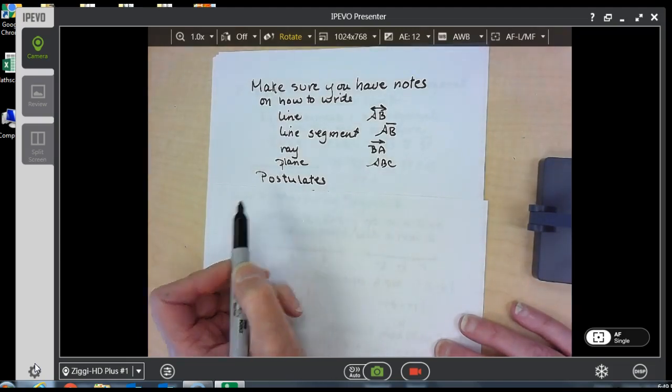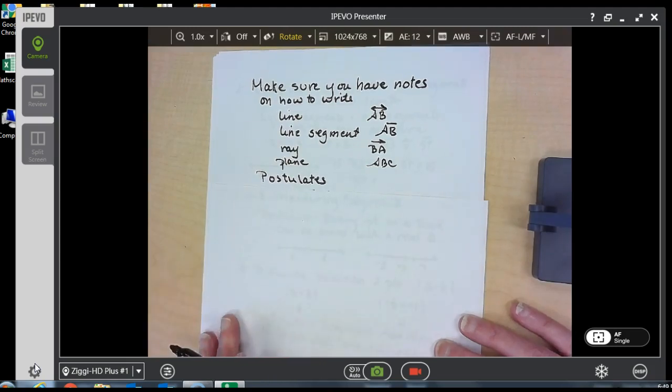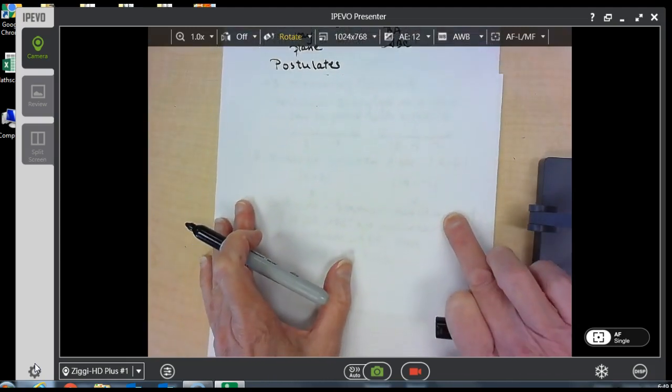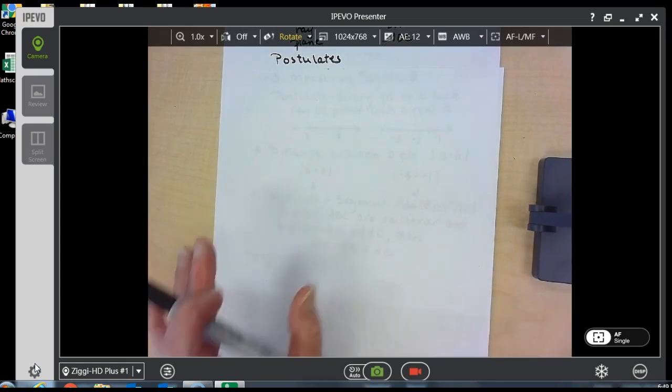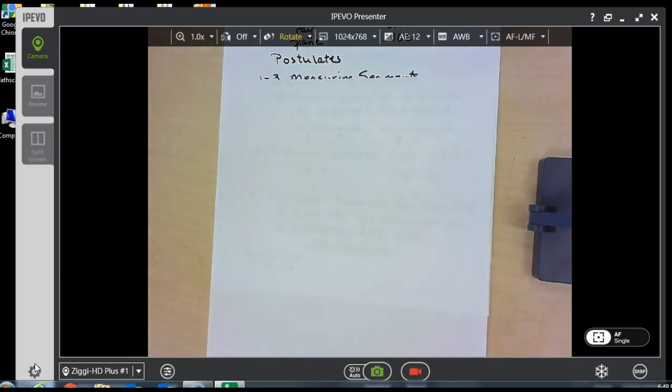And then you also want all your postulates down in your notes. So make sure if you didn't take any notes on 1-1, 1-2, that you go back and write notes on them because we use them throughout the year. So our new notes are 1-3, measuring segments.